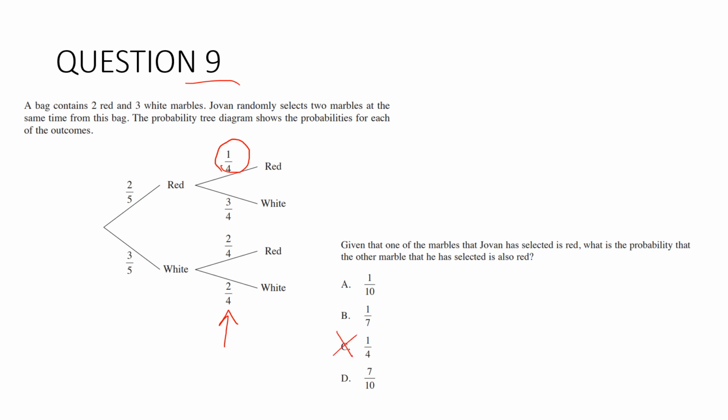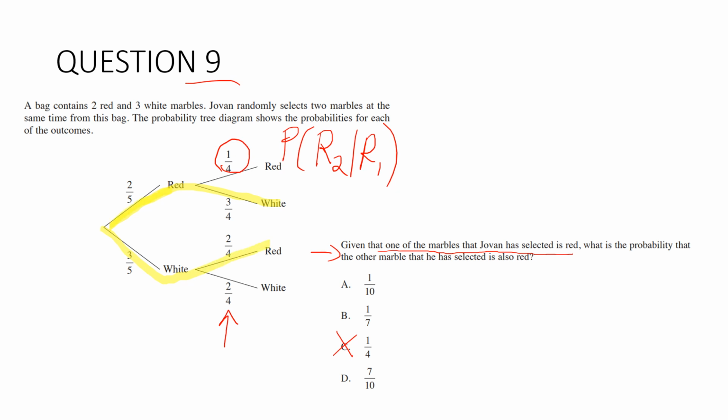This one here is the probability that, given the first one is red, the second one is also red. And that's not what is being asked here. The question says, given one of the marbles is red. So we've ignored, let me just get my highlighter, we've ignored this one here and this one here and only looked at this.